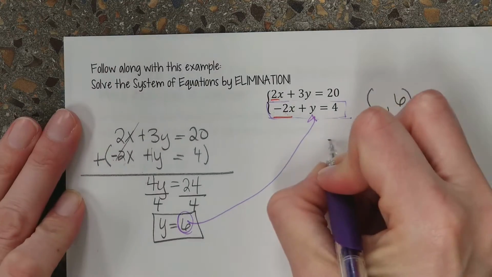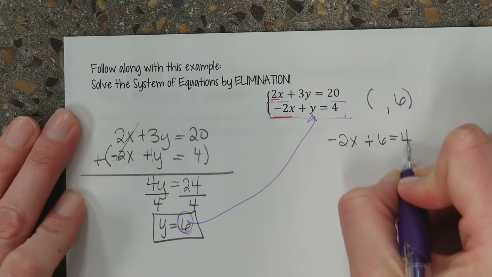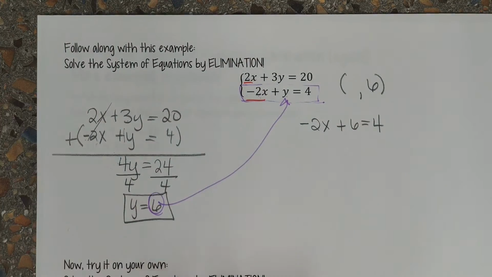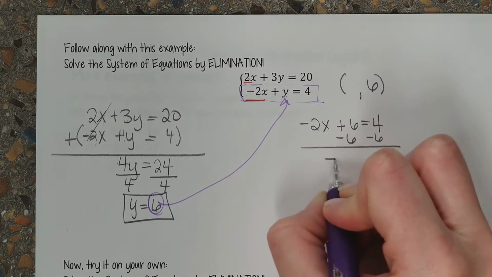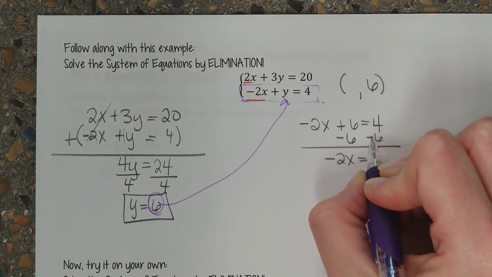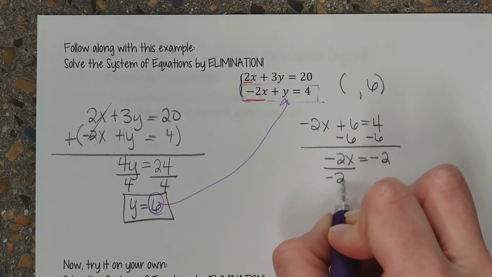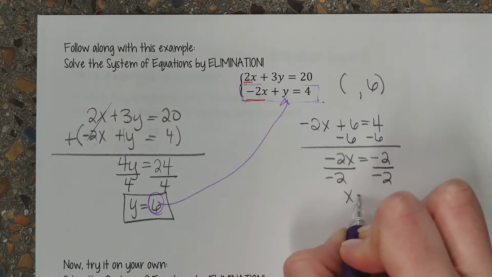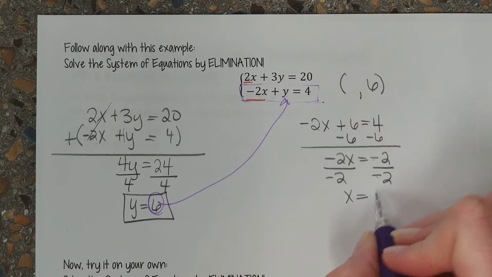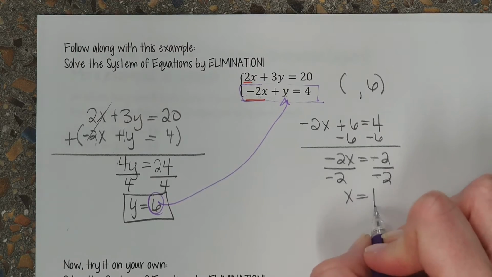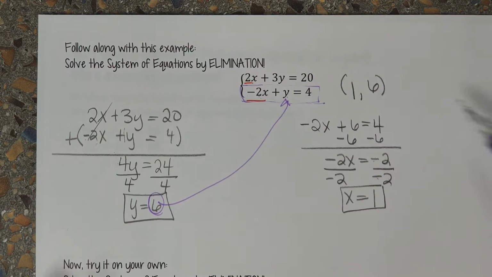So what I'm going to get is negative 2x plus 6 equals 4. Now I'm going to solve this one for x. I do that by subtracting 6. Negative 2x equals, and 4 minus 6 gives me a negative 2. Then divide both sides by negative 2. x equals negative 2 divided by negative 2. A negative divided by a negative gives me a positive. 2 divided by 2 gives me 1. So these two lines intersect at the point (1, 6).